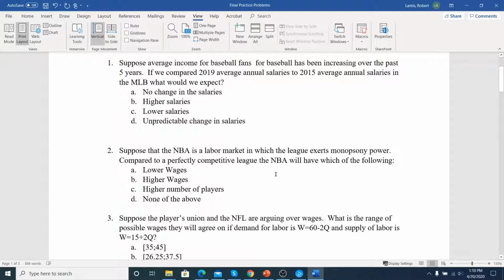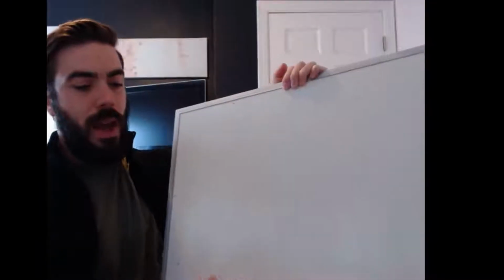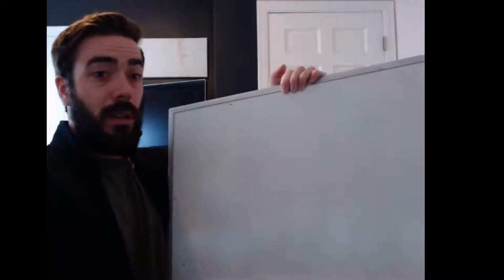So the next one we have is, suppose that the NBA is a labor market in which the league exerts monopsony power. Right? So compared to a perfectly competitive league, the NBA will have which of the following? So here the key is that we're just thinking about what are the impacts in a labor market when we have monopsony power. Okay. So I'm going to erase the board here before we go back to it. There we go. So if we've got monopsony power relative to when we didn't, right?